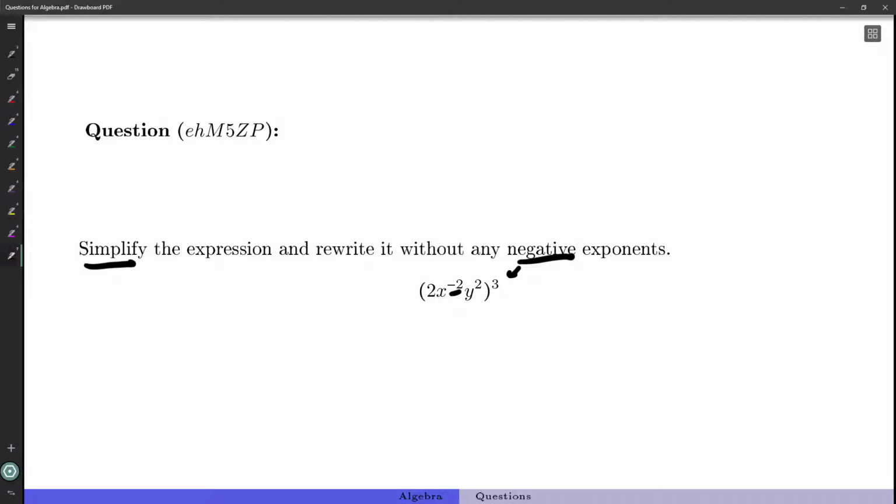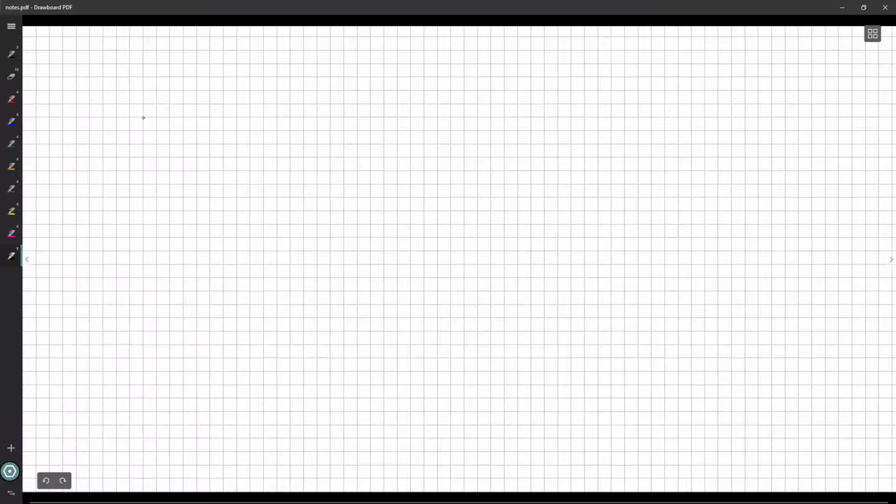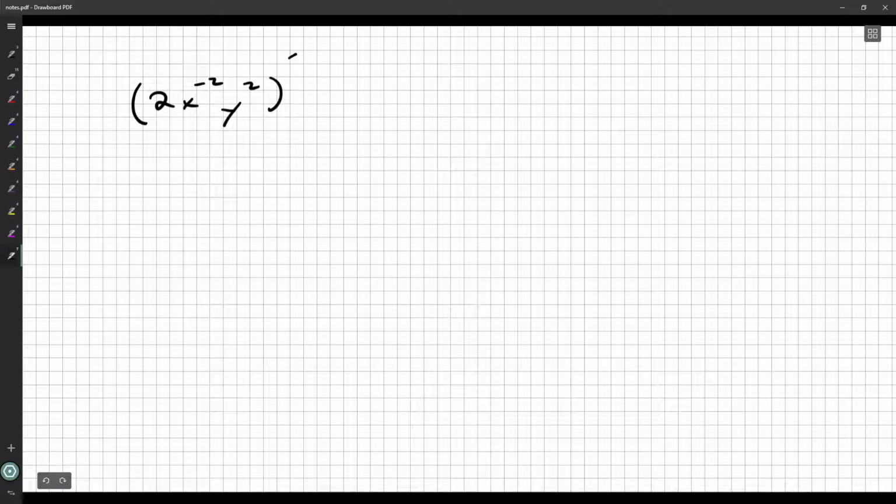Now, there really isn't one way to start a question like this. It's entirely what you feel, right? What you notice, what rules you think might apply, because we're going to have to be applying our exponent rules. For example, something that you could see right away would be, well, we're trying to get rid of negative numbers, so what can we do with this x to the negative 2?